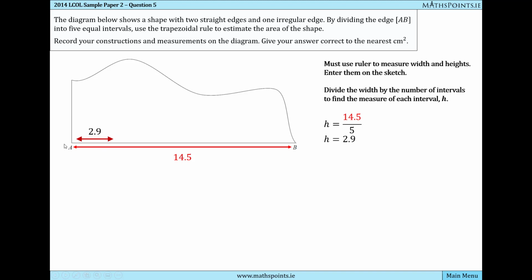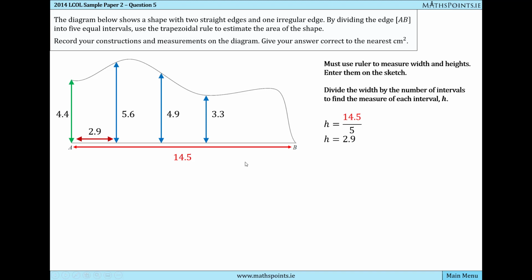The first measurement is obviously the first height, which we're going to use our ruler to measure to be 4.4 centimeters. We move over 2.9 and draw a perpendicular line up until it hits the uneven edge, and we can see that this measurement is 5.6. We move over another 2.9 and draw a perpendicular line up to get a measurement of 4.9. We measure 2.9 centimeters again along AB, and we have a perpendicular height of 3.3.